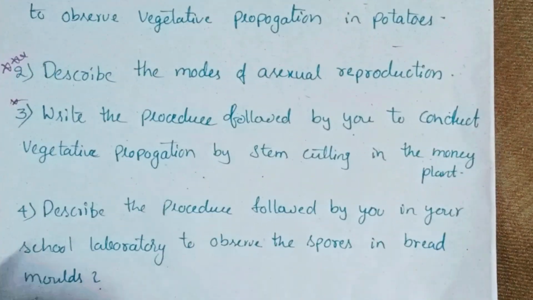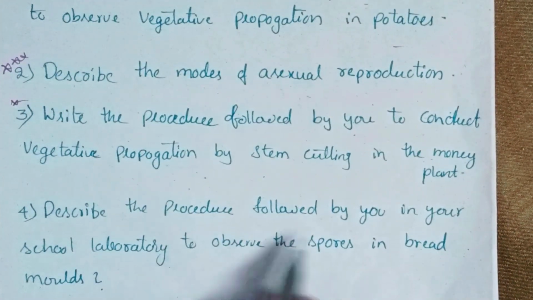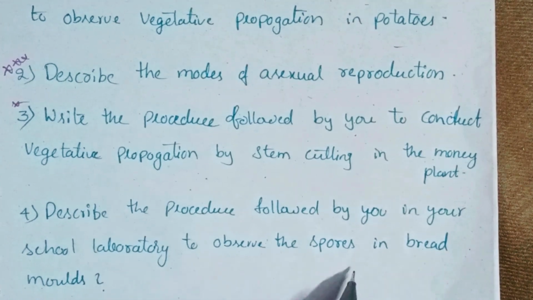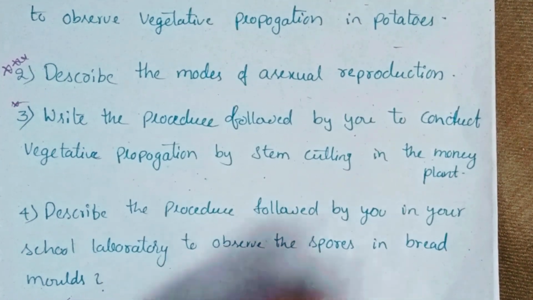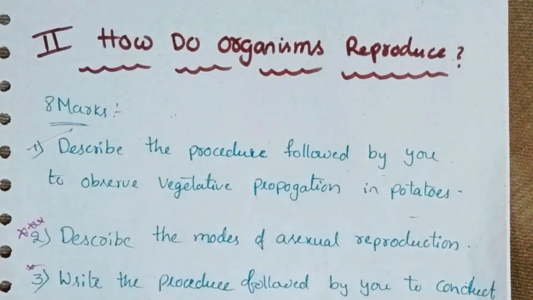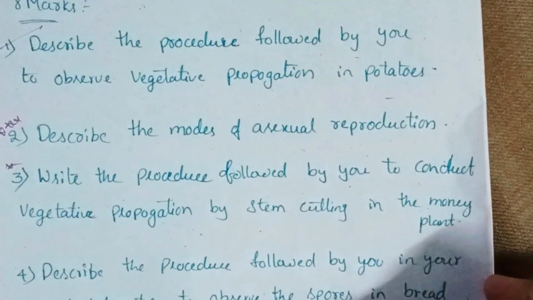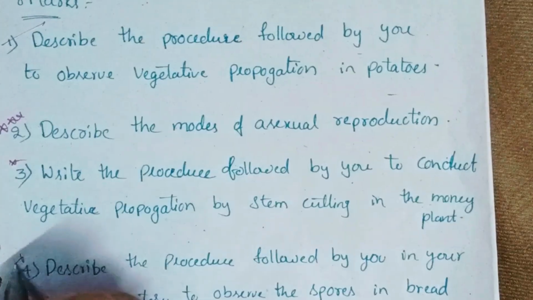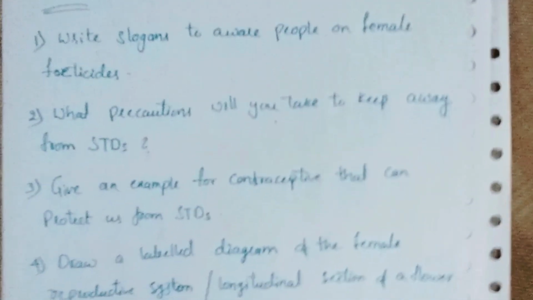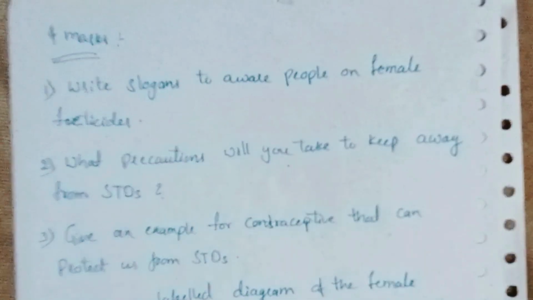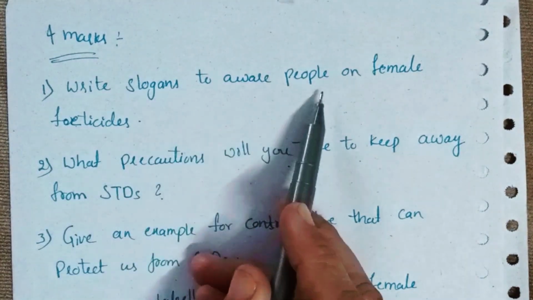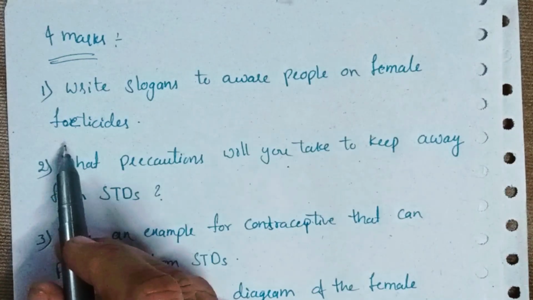Next, fourth question. Describe the procedure followed by you in your school laboratory to observe the spores in bread molds. Actually these two questions, first and fourth, are somewhat the same, so they'll ask you any one of these. Okay, understood? Now we'll move to the 4 marks questions from this chapter. First one is, write slogans to make people aware of female feticide.